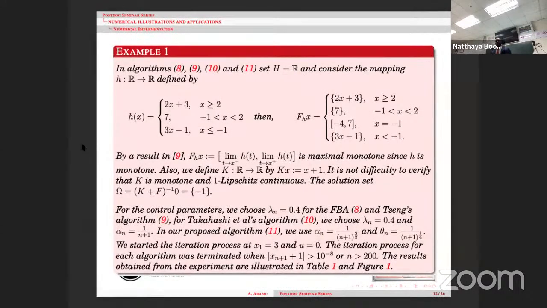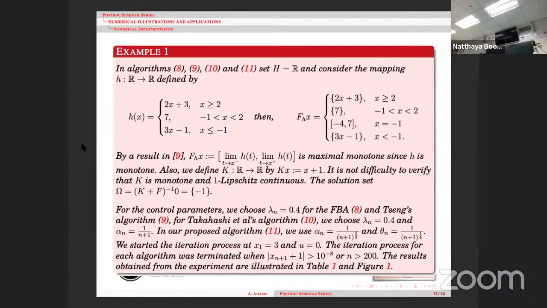In example one, remember the problem we are solving is we are trying to get a zero of this function, right? We are trying to get a point u in H such that K(u) plus F(u) is equal to zero, right? So now in this case, our function F is defined piecewise this way, and K is defined this way. So now, what is K plus F using this function? Zero is included in this inclusion.